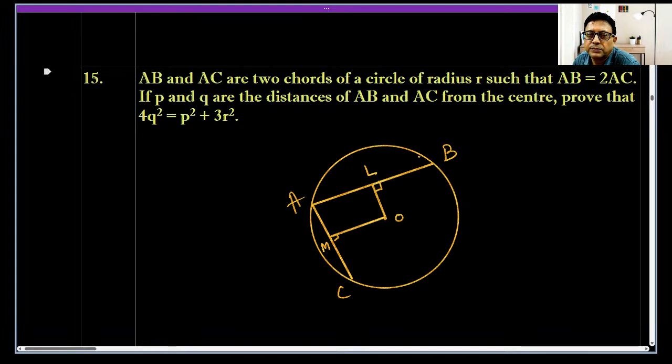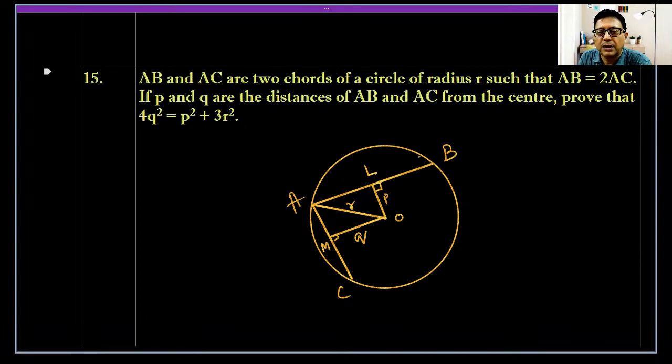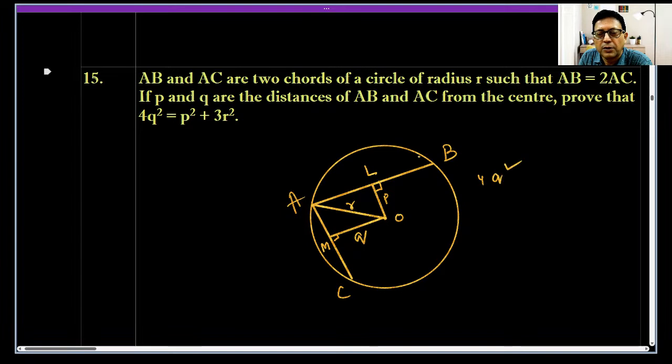Okay, and this distance is P, this one Q. R stands for radius here. I forgot to write. R is the radius. Okay, this R is the radius. You have to prove that 4Q square equals P square plus 3R square.